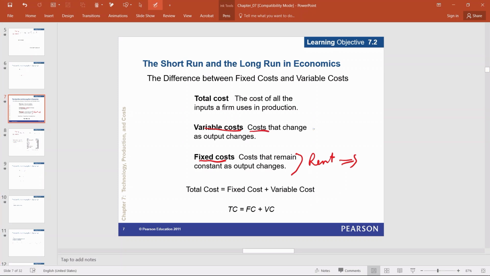Variable cost is tied with the level of production. So if the firm produces nothing, no variable cost will be paid. And whenever the production level is positive, then variable cost will appear. And if we add variable cost plus fixed cost, this will give us total cost, which can be expressed in this formula: total cost equals fixed cost plus variable costs. So this is variable cost and this is fixed cost.